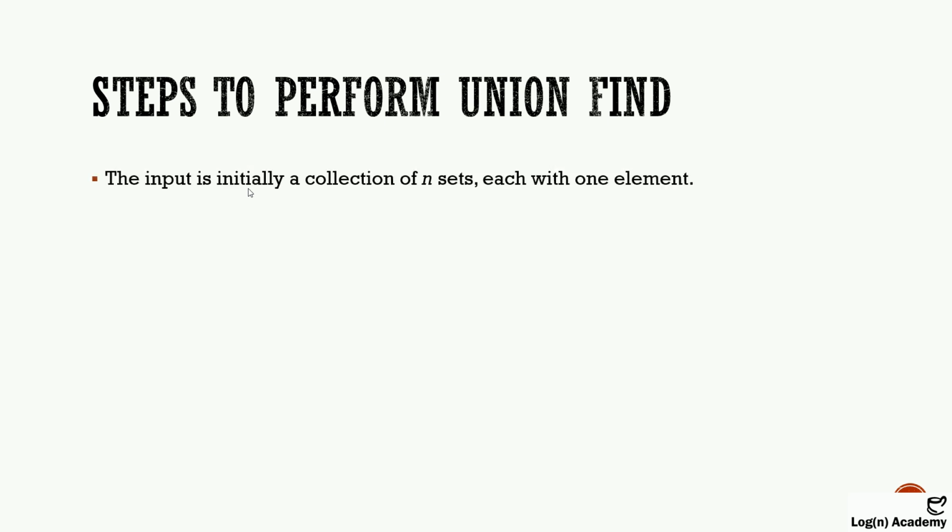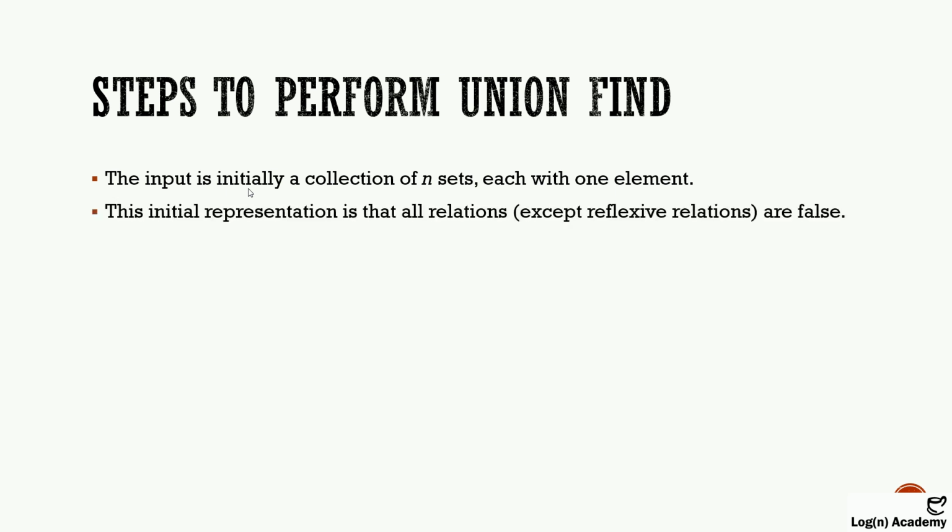The steps we followed, let's see some definitions of the steps. The input is initially a collection of n sets, each with one element. So initially we had every element as a disjoint set, and every element was referring to itself. So we had n sets, each one having only one element. The initial representation is that all relations except the reflexive relation are false. This was also true because all the elements were referring to themselves. All the elements were reflexive initially, right?